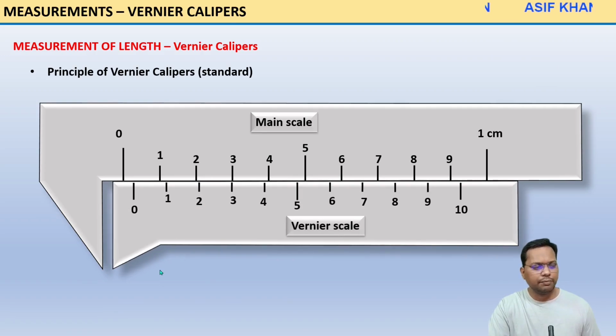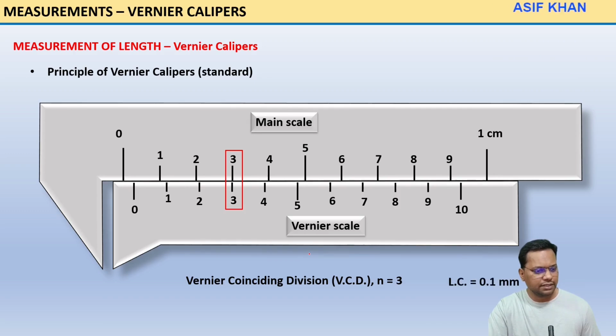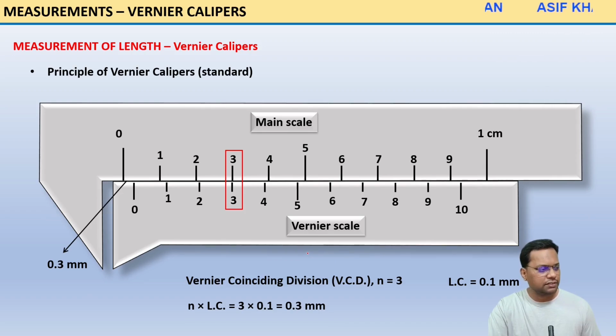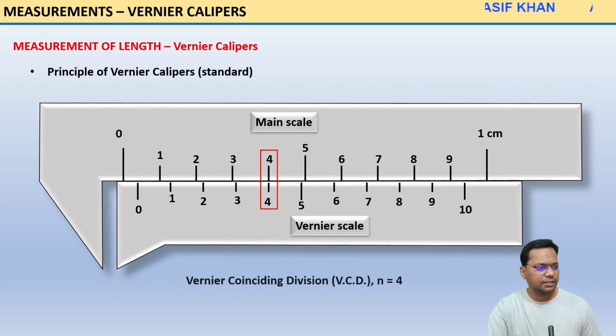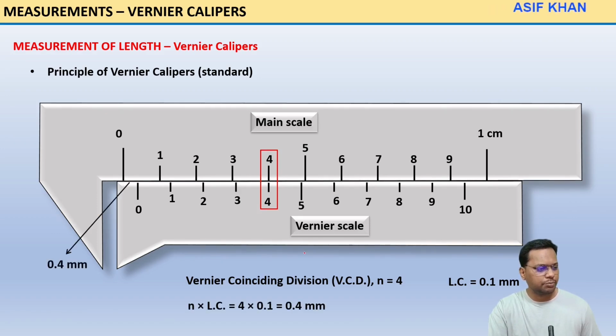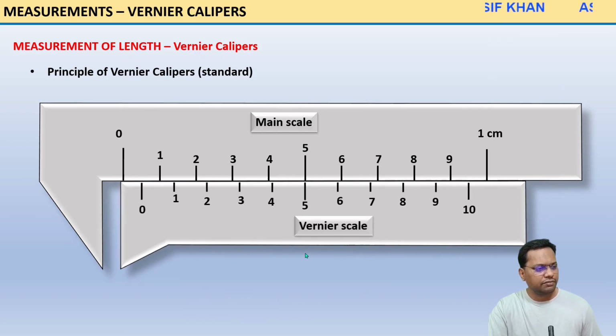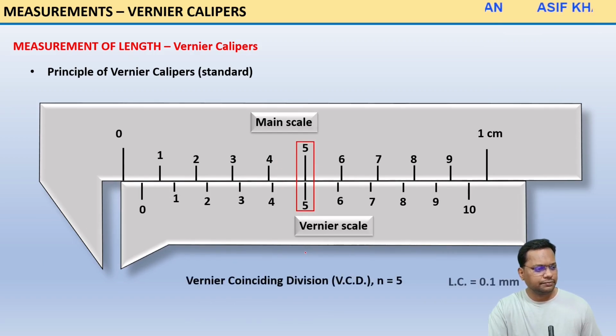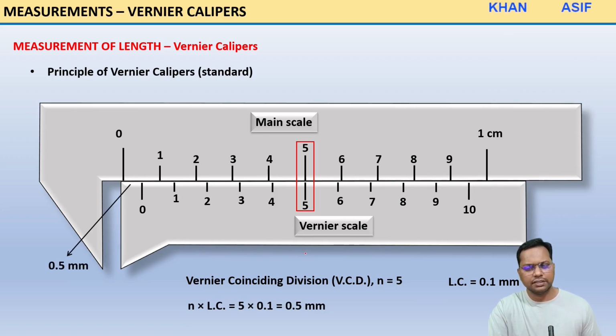The same thing will happen again. When the third division is coinciding, the Vernier coinciding division will be 3 and the least count is 0.1. Therefore the gap between the two zero lines will be 0.3 mm. That is the gap between the two jaws. Similarly, for the fourth division, when they are coinciding with each other, you get the distance between the two zero lines as 0.4 mm. And for the fifth one, it is 0.5 mm.